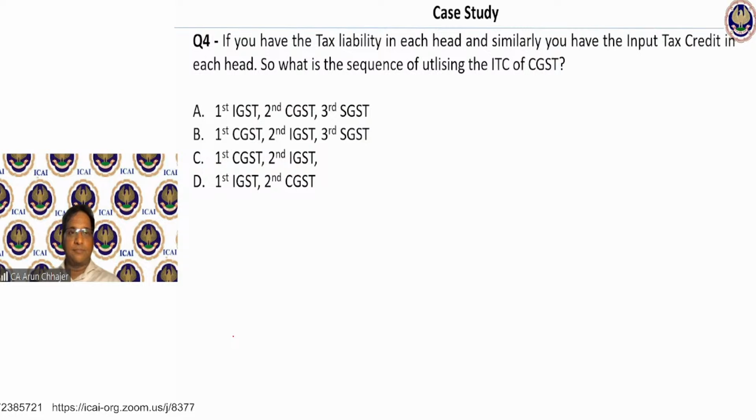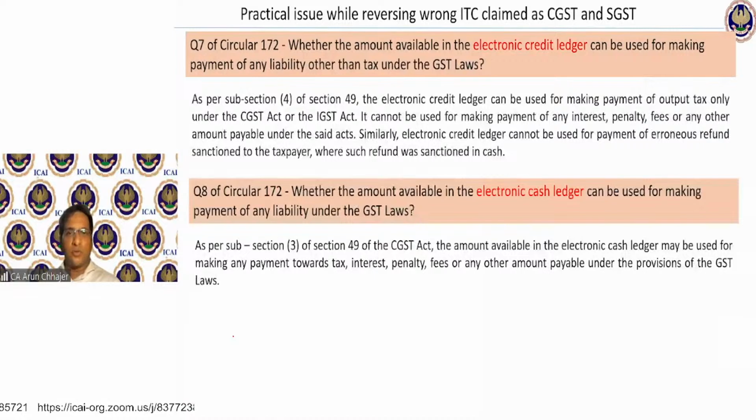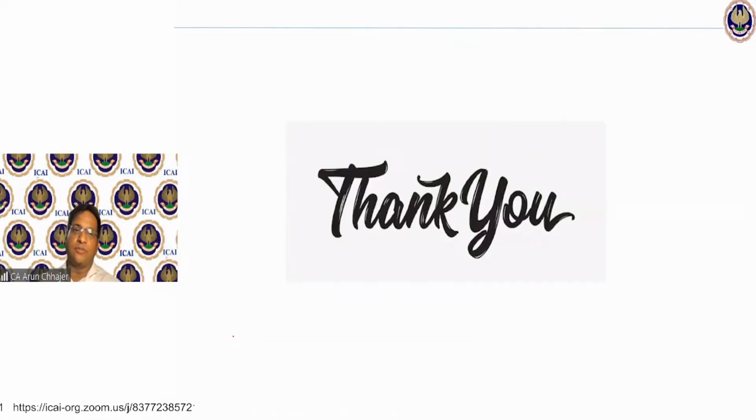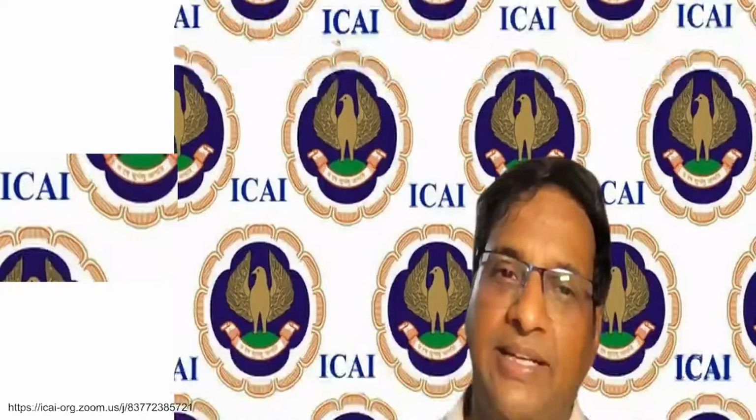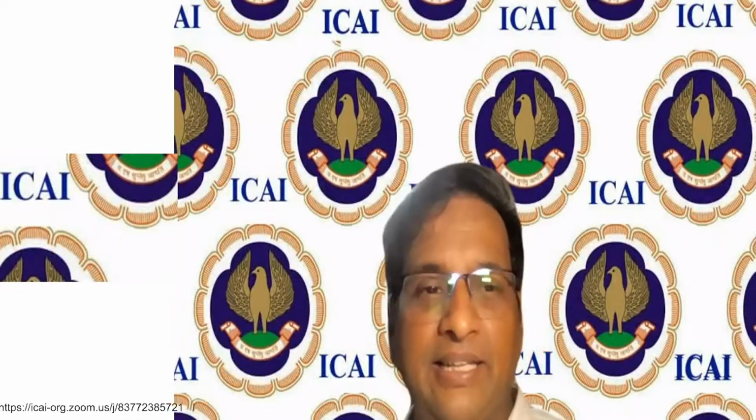That is okay. Electronic credit ledger can be used for making any liability. Yes, even if there is a liability of demand also, you can use the ITC. So we have completed the ITC chapter. Let me move to the circular 199.